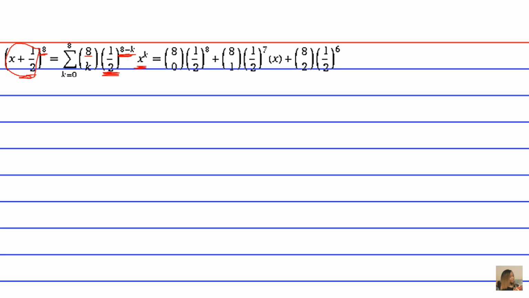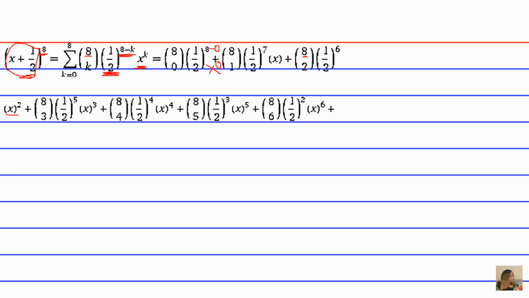So we have 8 choose 0 times 1/2 raised to the 8th power times x to the 0 power. That's why you don't see the 0 here, because anything raised to the 0 power is just going to be 1. Then we have 8 choose 1, so that's going to be times 1/2 to the 7th power, which is just 8 minus 1, times x to the first. Then 8 choose 2 times 1/2 to the 6th power, which represents 8 minus 2, times x raised to the 2 power, so that's just raised to the combinatoric number in the bottom, okay?